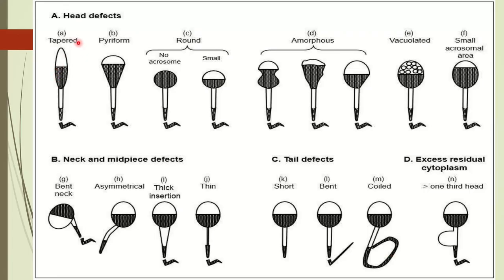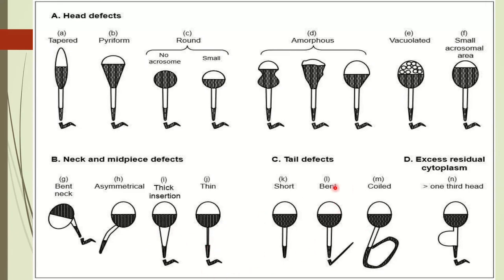See, this is a tapered head, this is a pyriform head. This is round, with no acrosome at all, only filled with nucleus. This is an amorphous head, this is the vacuolated head. So these are the head defects. Then you have neck defects. See, this is the bent neck here, this is an asymmetrical neck, there is a thick insertion here and a very thin insertion here.